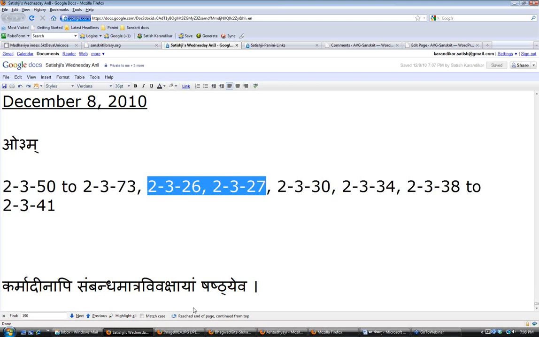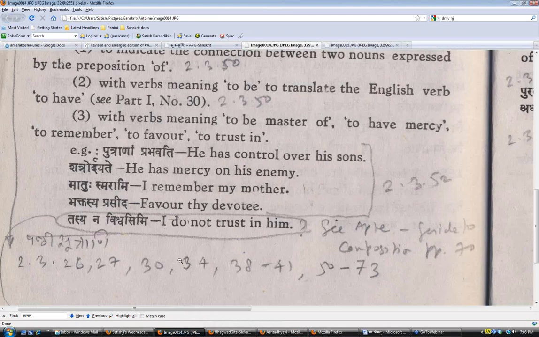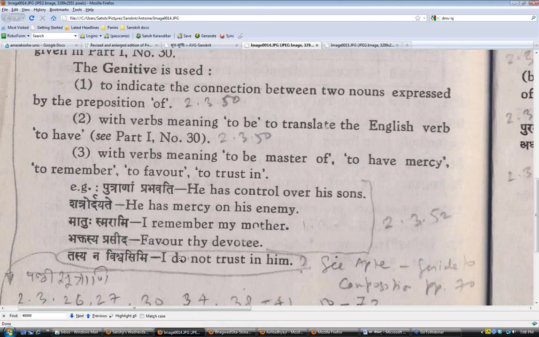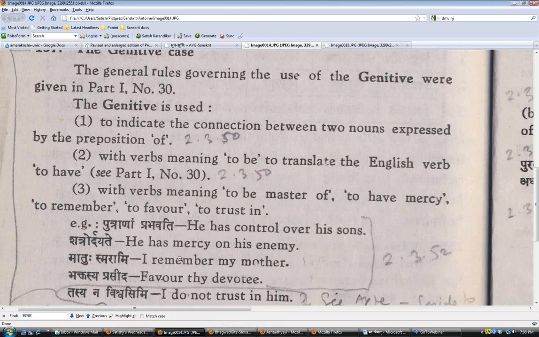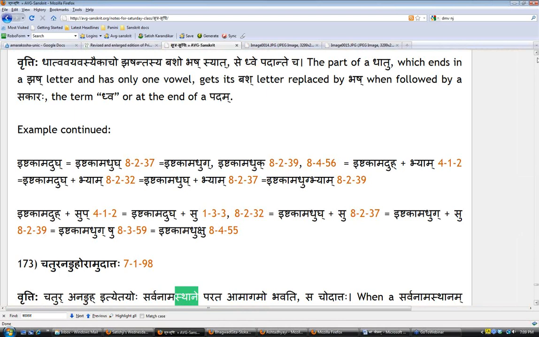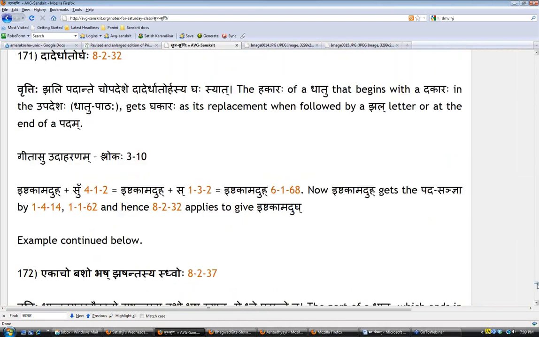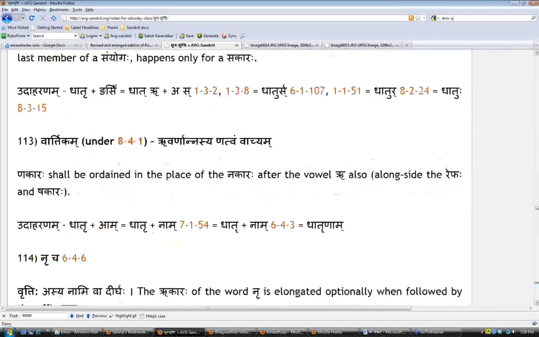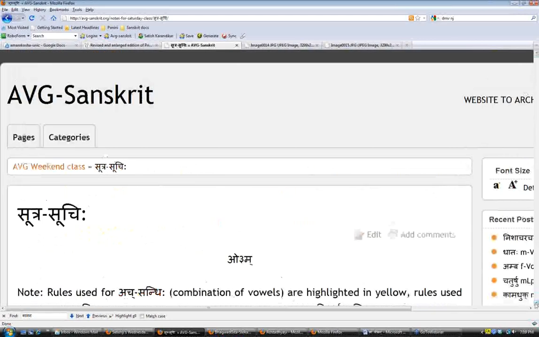Okay. Let's start with the book. Let's see what all we can cover now. The first thing he says is: to indicate the connection between two nouns, expressed by the preposition of. Now, one thing I'd like to mention is some good books to learn about Karakas, because the Laghu Siddhanta Kaumudi does not go into Karakas in much detail at all. If you look at the Laghu Kaumudi on the website, it only gives one or two lines for the Shashti Vibhakti. So that is not a good place to go for more details.